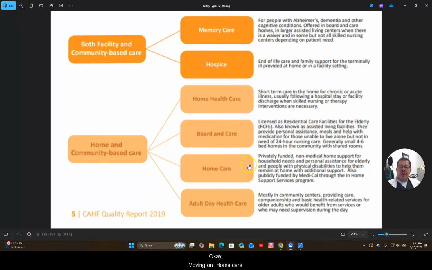Okay, moving on. Home care. So home care is essentially a homebound patient, right? And so as of right now, remember, Medi-Cal can cover home care. Okay, they don't pay you extra. It's just like seeing a patient at a dental office, but it's home care. And so these are homebound patients, okay, and whatever conditions they have.